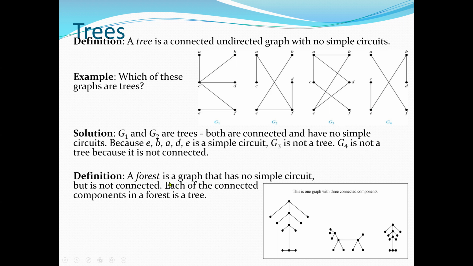Here we define a forest: a forest is a graph that has no simple circuit but is not connected. Each of the connected components in the forest becomes a tree. We can see an example: this is a tree, and the second diagram also is a tree. We can see all the connections and there's no simple circuit, while all the vertices in each component are connected. So a graph is always related to trees.